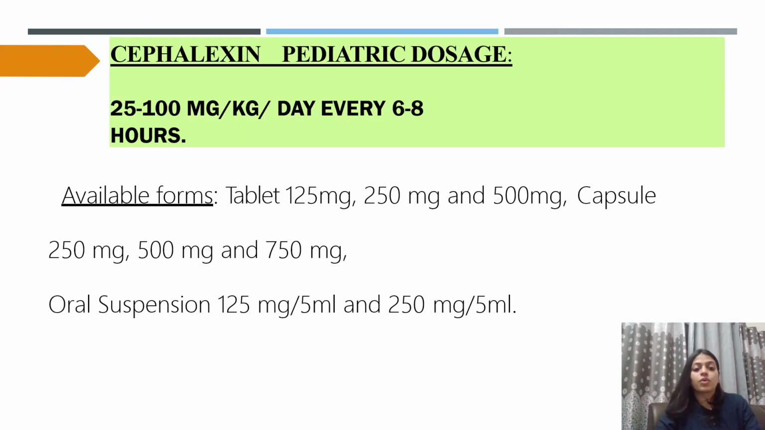Let's see the doses. So cephalexin, which is a first generation cephalosporin, the pediatric dosage is 25 to 100 milligram per kg per day every 6 to 8 hours. And the available forms are tablet, chewable tablet as well, 125 milligram, 250 milligram, 500 milligram. It's also available as a capsule, 250 milligram, 500 and 750. And oral suspension, 125 milligram per 5 ml and 250 milligram per 5 ml. So for very young children we prescribe this one, and for children who are slightly older, 250 milligram per 5 ml.